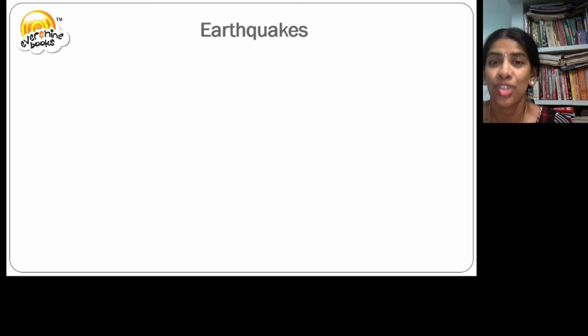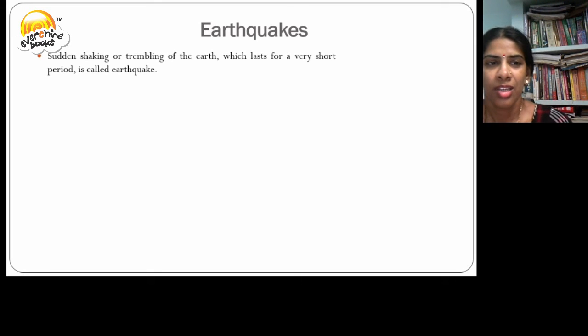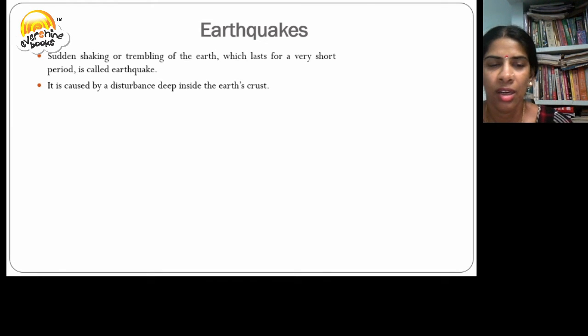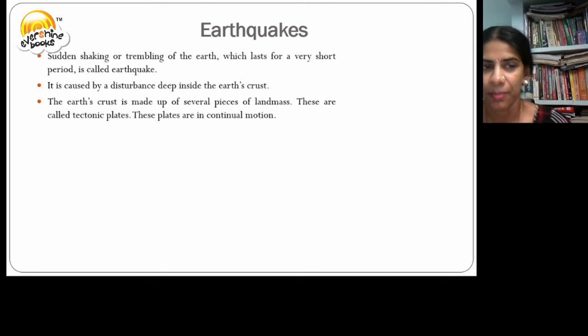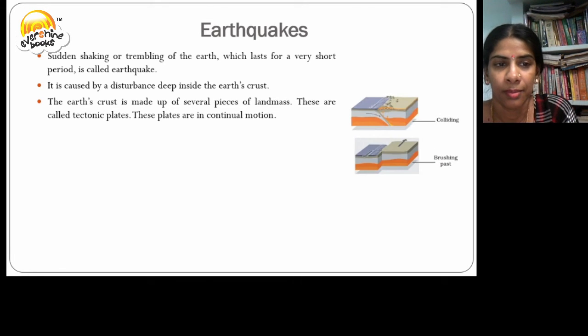Earthquakes. This is a natural phenomenon. Sudden shaking or trembling of the earth which lasts for a short period, we call it an earthquake. It is caused by the disturbance produced deep inside the earth's crust. The earth's crust is made up of several pieces of landmass. We call these the tectonic plates. These plates are always in continuous motion.